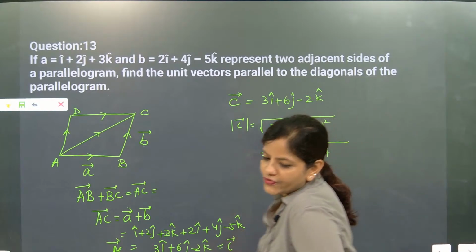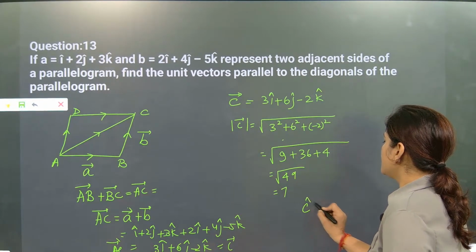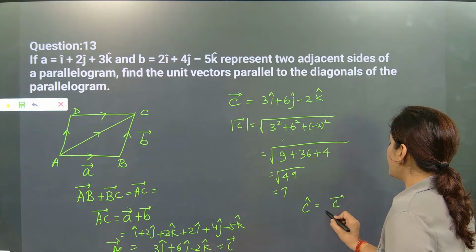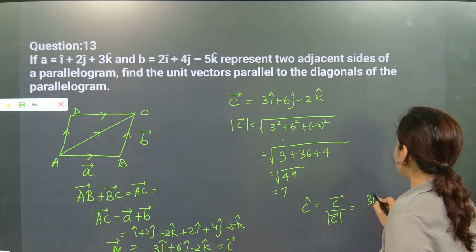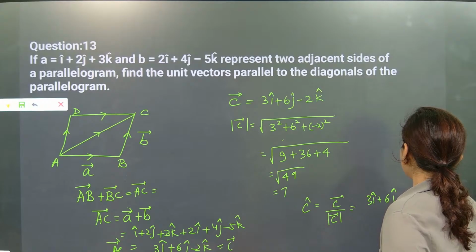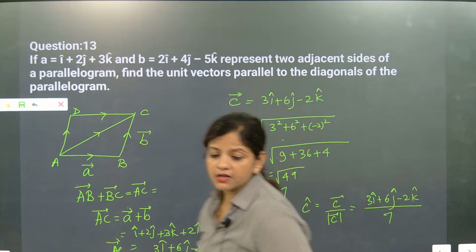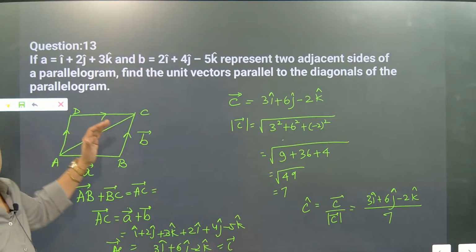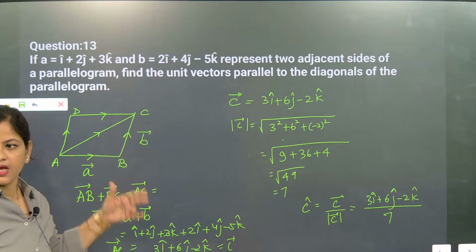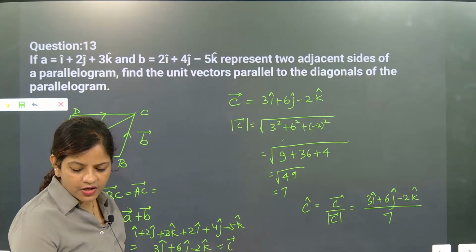Okay. So first, what we are going to do here is write the unit vector, which is C vector by magnitude of C vector. So what is the unit vector coming, beta? 3i plus 6j minus 2k by 7. Understood? Any unit vector parallel to the diagonal will become the unit vector of the diagonal, same. Because yesterday itself we have discussed this at the time of teaching.